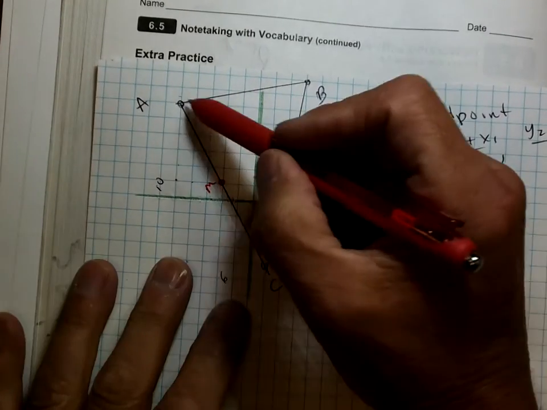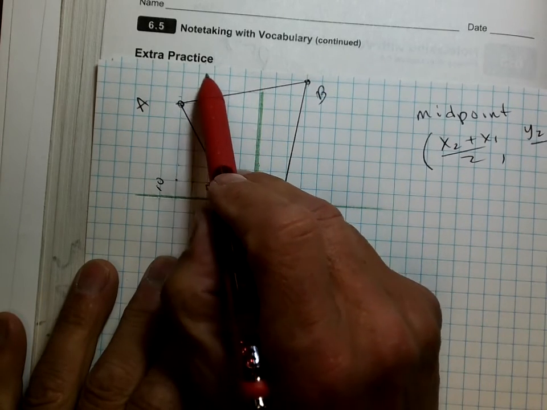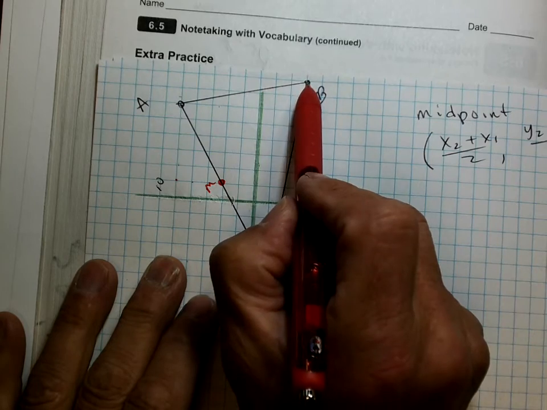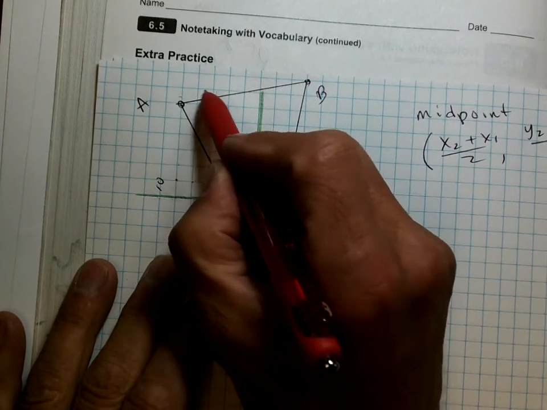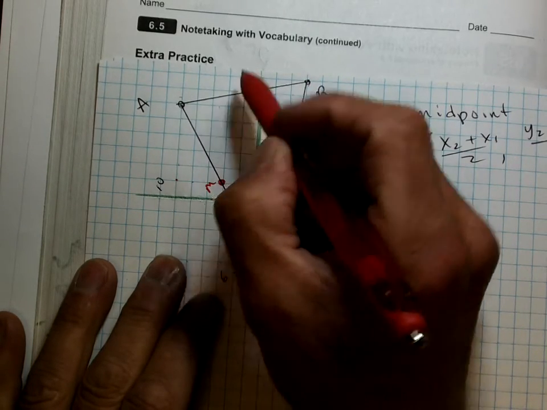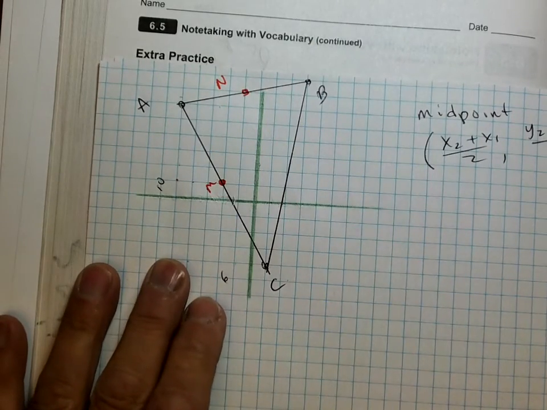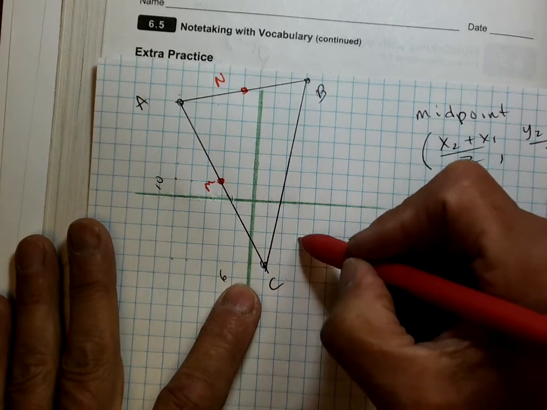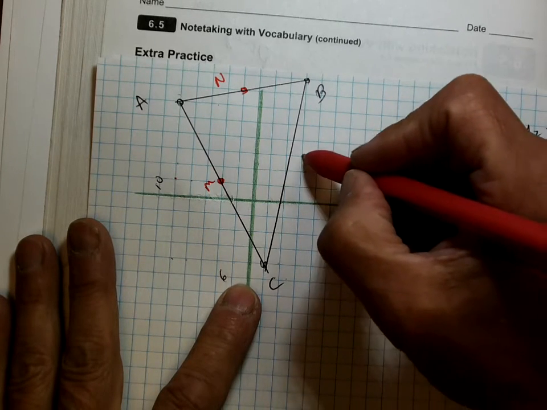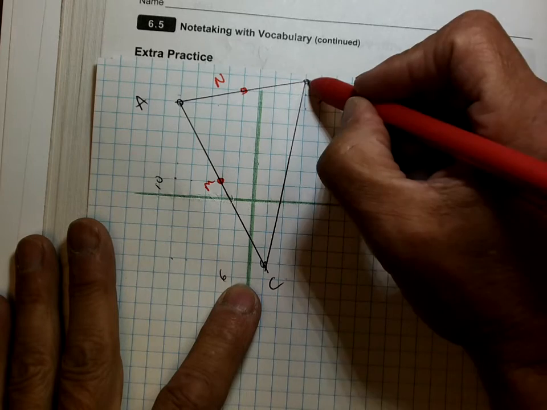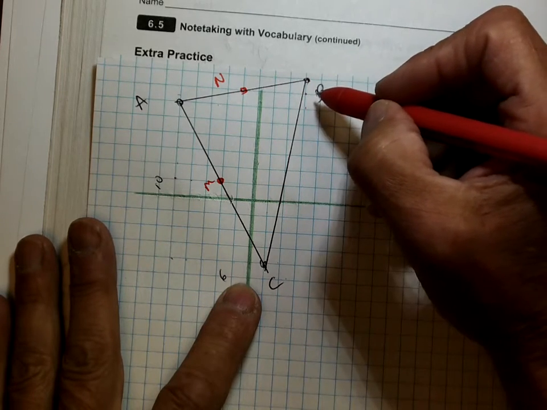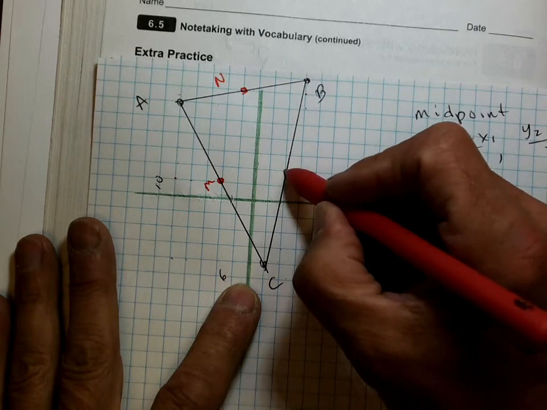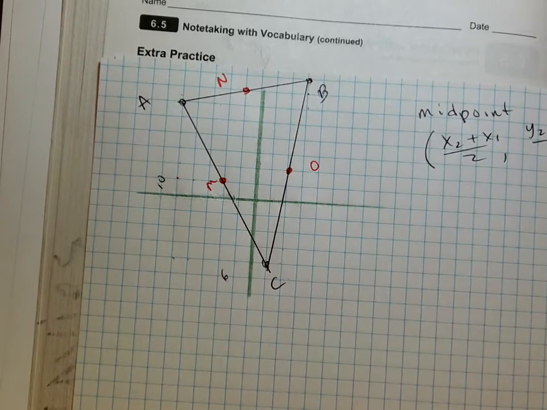A to B, we're going to go up 8. So we'll go up 4 and over 1, 2, 3, 4. Call that N, right? And B to C, we'll go over 12. Instead of 12, we'll go 6, right? 1, 2, 3, 4, 5, 6. Okay, call that O. So those are the midpoints.